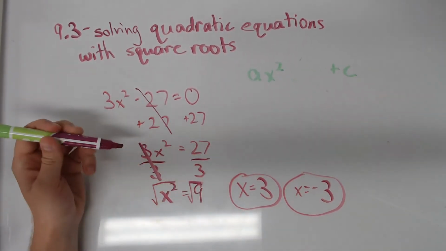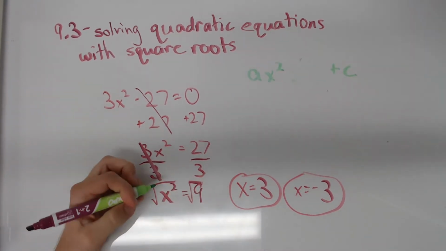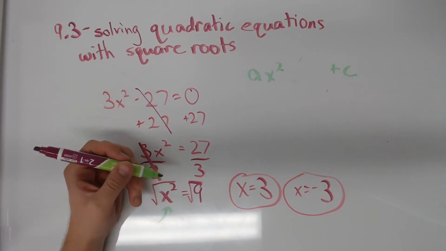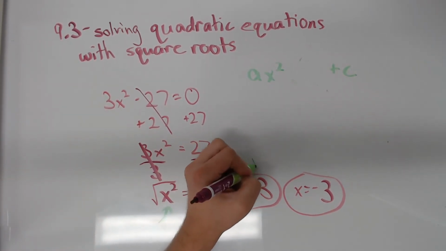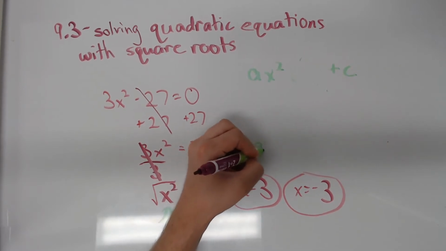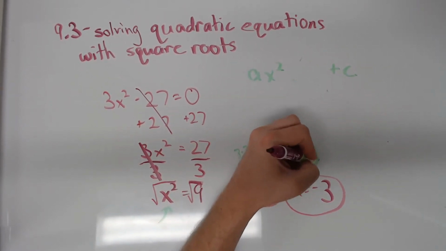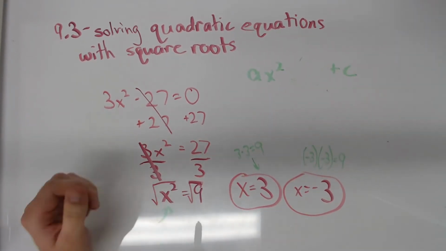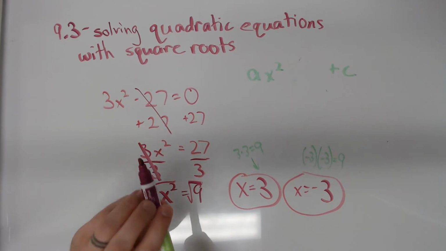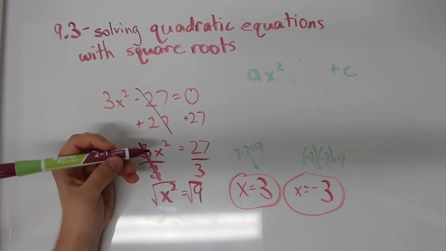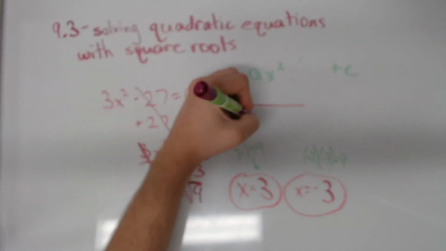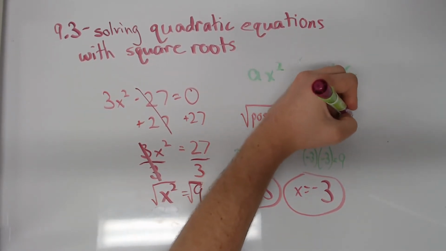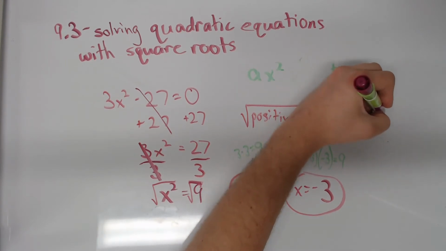I don't just get one, because think about it. X squared means something times itself. Well, that gives us two options. 3 times 3 is 9. And -3 times -3 is also 9. So I have two solutions here. So I'm going to get two solutions when I square root a positive number. Square root of a positive gives me two solutions. Should always expect that.